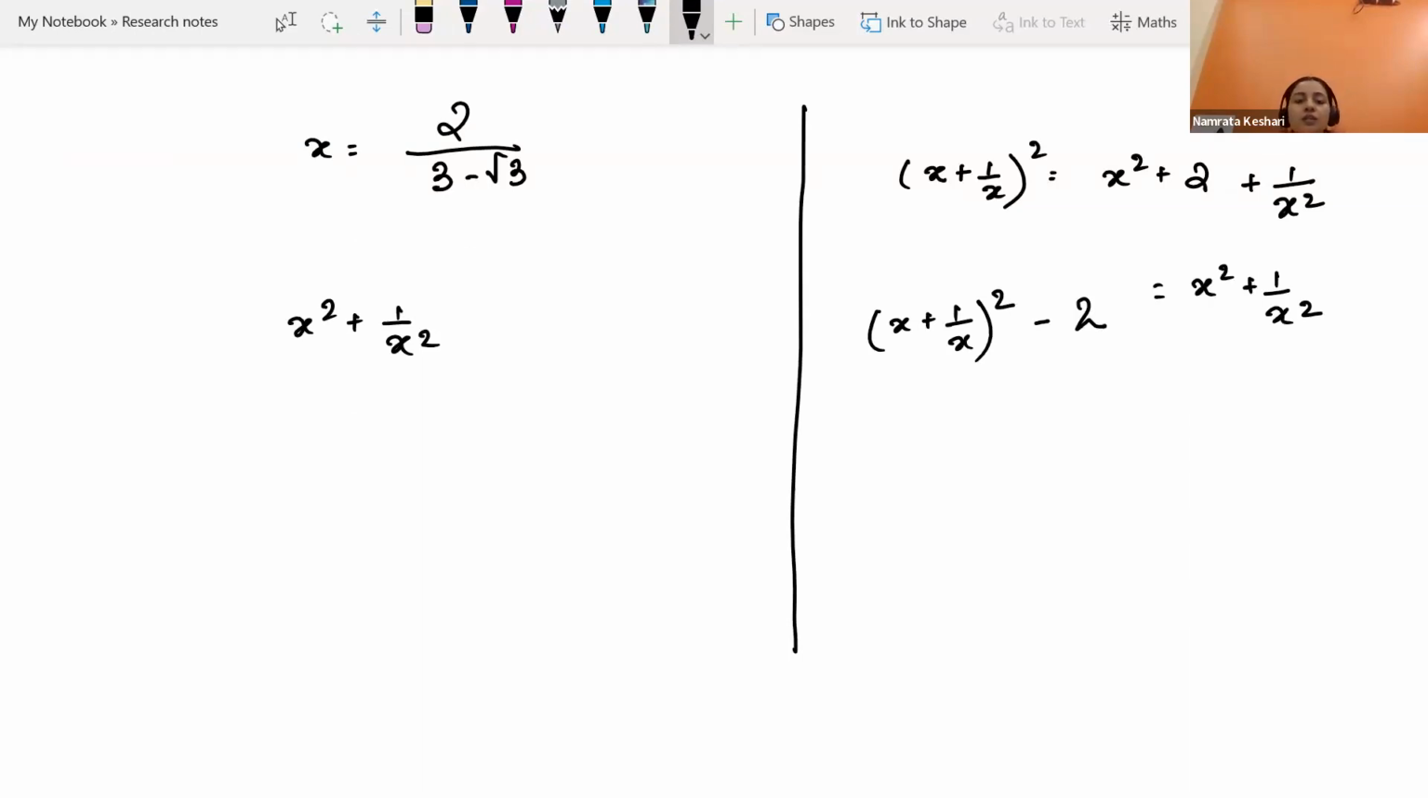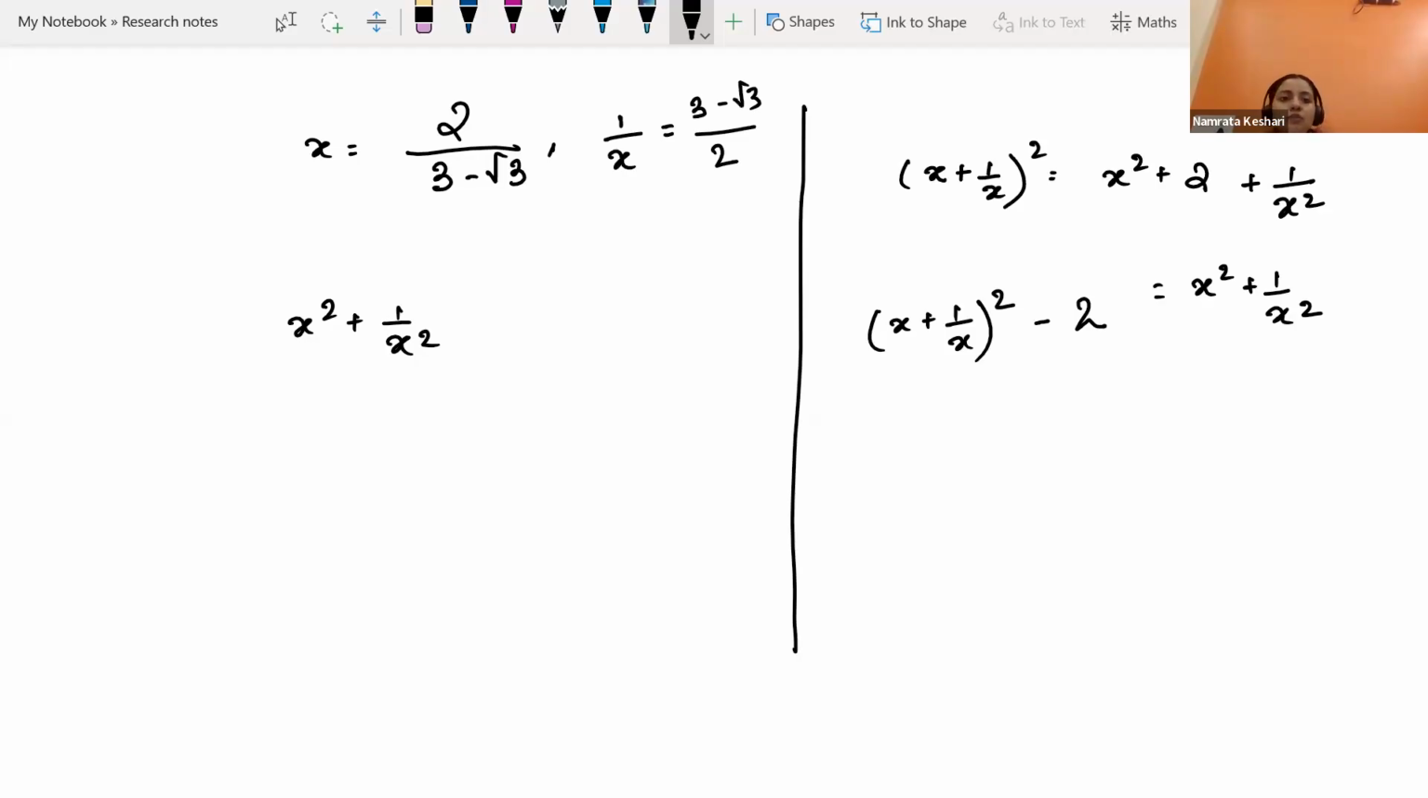Now x is given, but we don't want to take this square root term in the denominator, because after that taking LCM and all will be really difficult. So what we did is the rationalization of this x. But here at first we found what will be 1 by x. So we realize that 1 by x will be nothing but just the reciprocal of this one. Numerator will become denominator and denominator will become numerator. This is 1 by x.